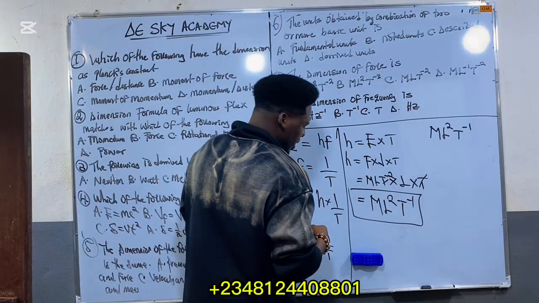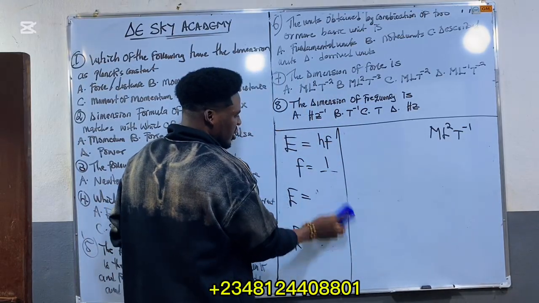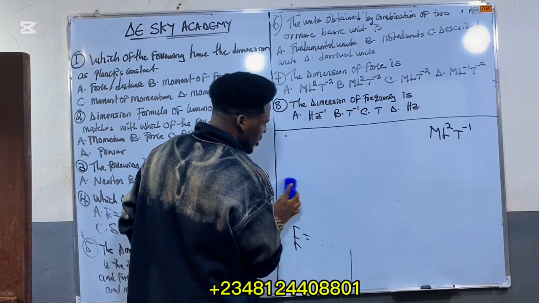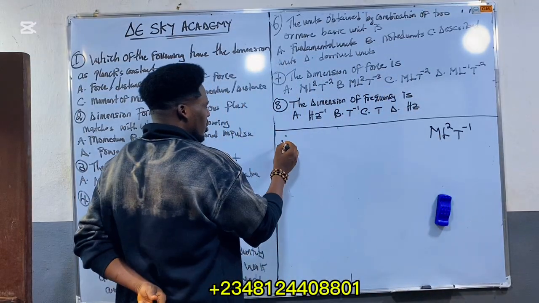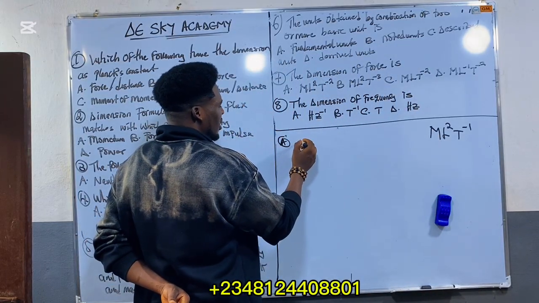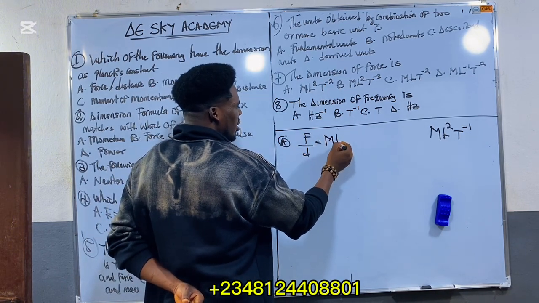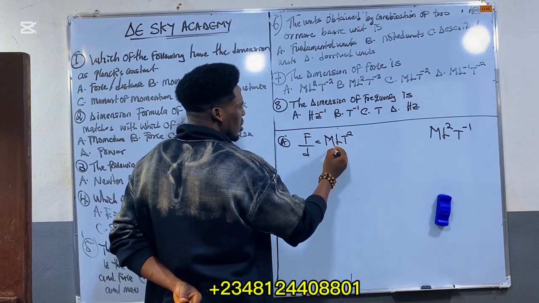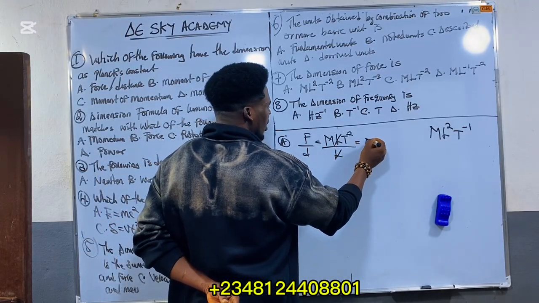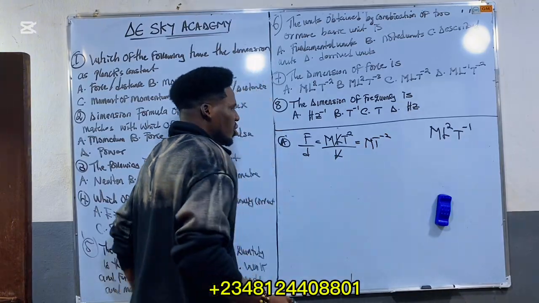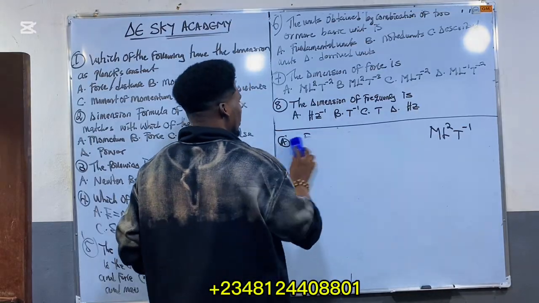So let's check the options and see which one corresponds with the dimension written on the board. Option A, they say force over distance. What is the dimension of force? MLT to the power of minus 2. What is the dimension of distance? L. This L will cancel this L. What is remaining? MT to the power of minus 2. Is this corresponding with this? No. That means option A can never be the answer.